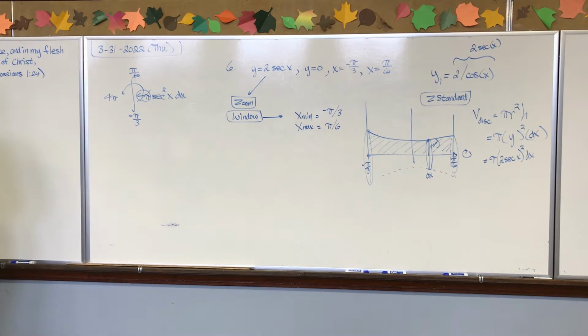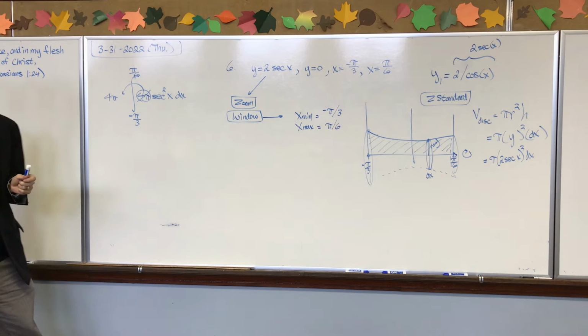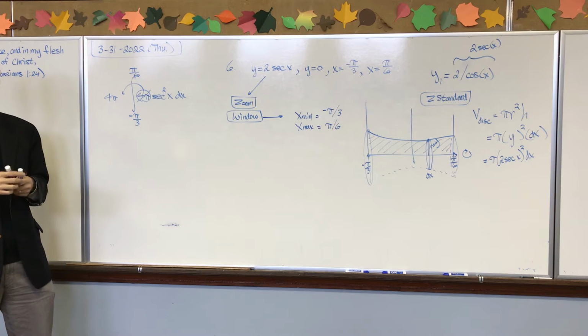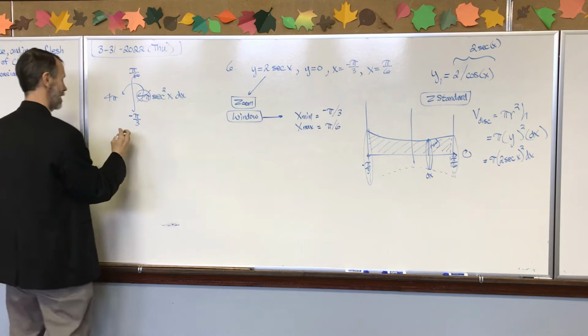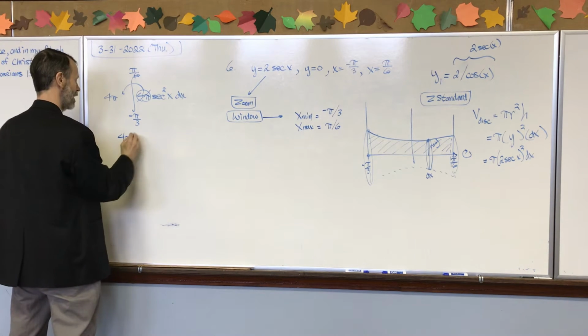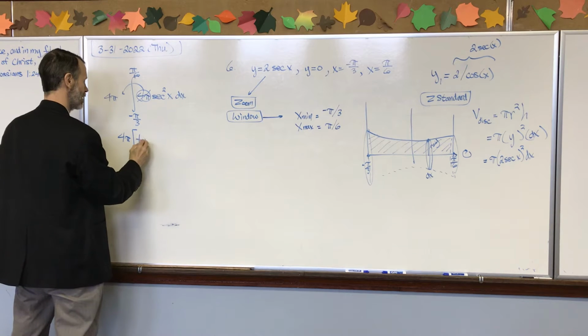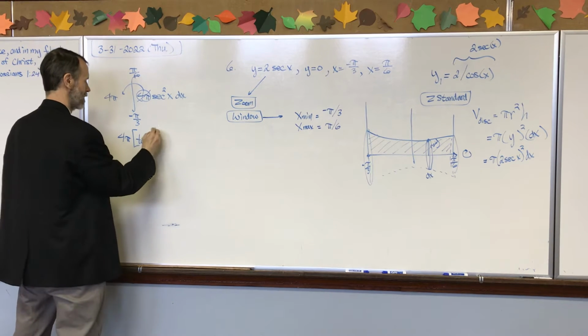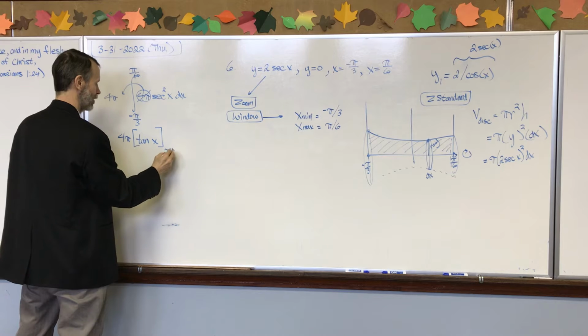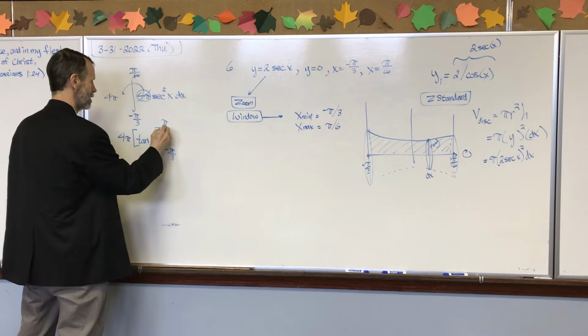Okay, math people. What's the antiderivative of secant squared? Tangent. Tangent, correct. So keep the 4 pi outside. This is going to be tangent of x, evaluated from negative pi over 3 to pi over 6.